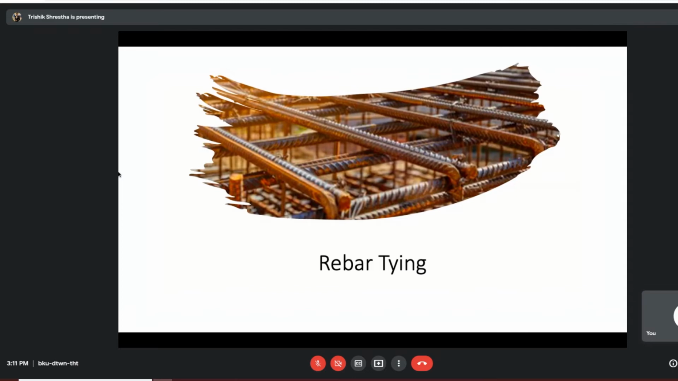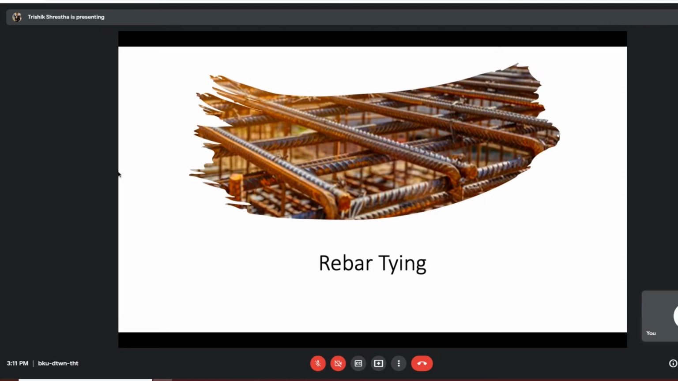So the first topic is rebar tying. I'm really focusing on trying not to make these topics boring. So if I need to talk about the construction industry and the construction specifications, technical terms, then I'm going to keep it as brief as possible. So the first is rebar tying.